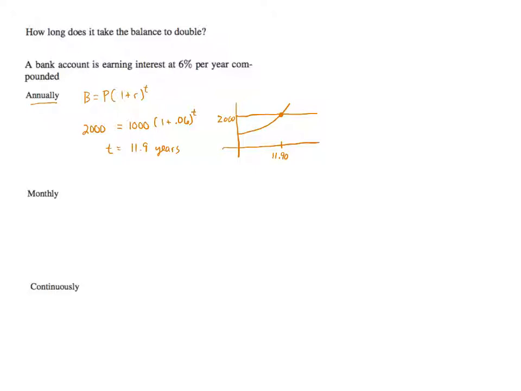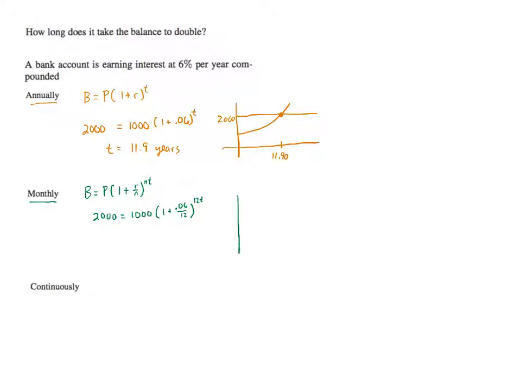Next, let's consider an account which earns 6% compounded monthly. If it was compounded monthly, the formula we would use is B is equal to P times (1 plus R divided by N) raised to the NT. So if my money doubles, let's just say that we invested a present value of $1,000, which will double to $2,000, growing in an account that earns 6% compounded monthly, then what we need to do is solve this equation for t.